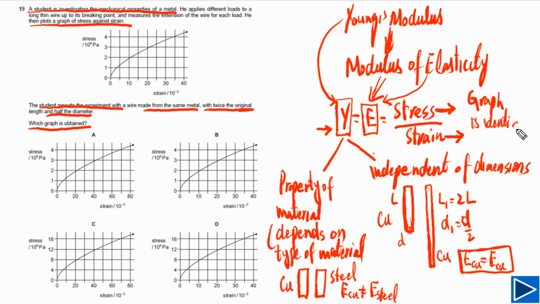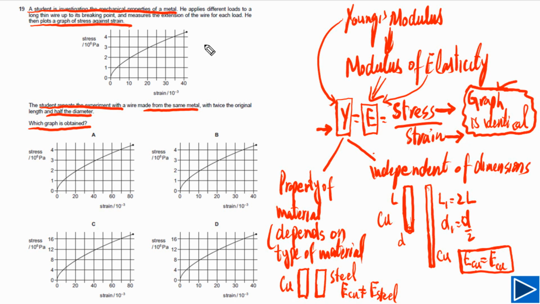Even though the dimensions of the wire are different, because the student is using another wire that has different dimensions but is made of the same metal, the same material, Young's modulus is the same. For any value of stress in the wire, strain also has to be the same because Young's modulus is a property of material. If the material is the same, Young's modulus is also the same.